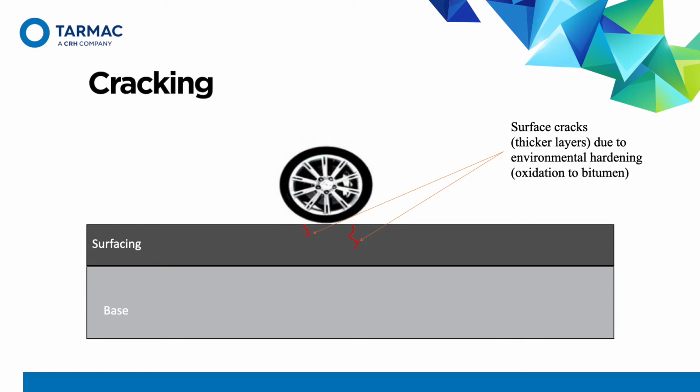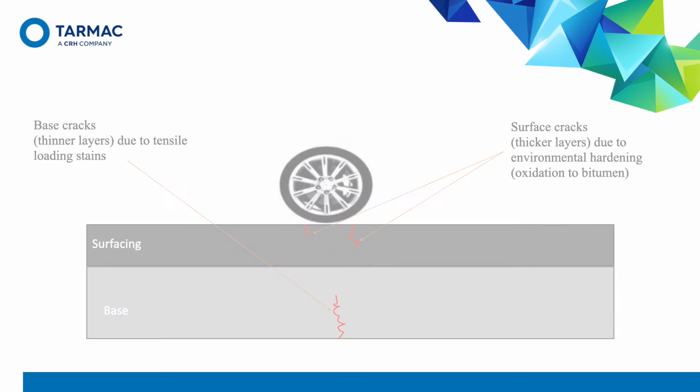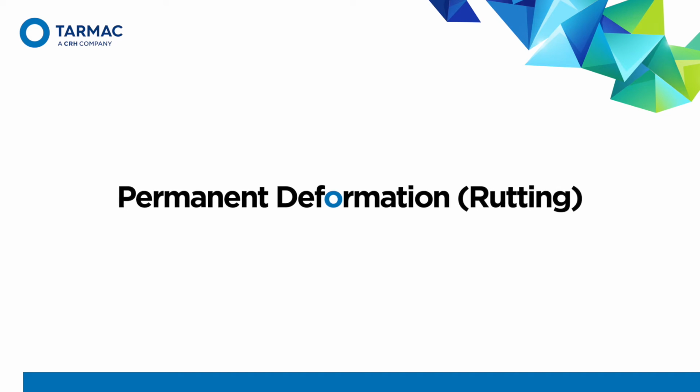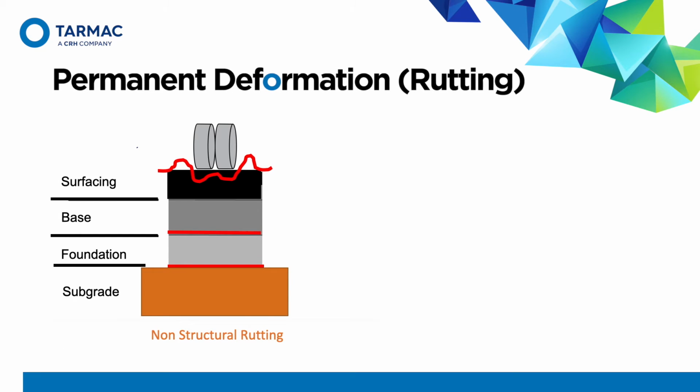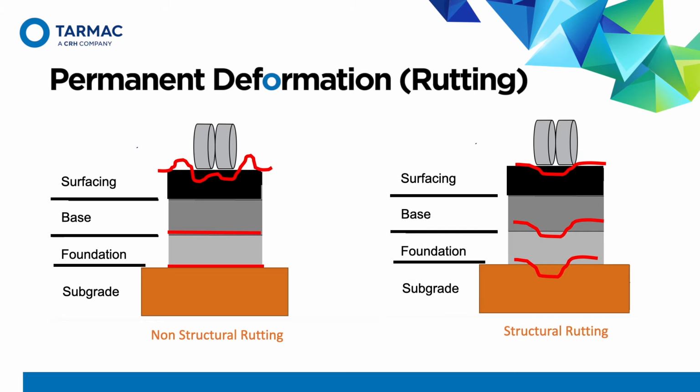The second type of cracking is bottom-up cracking, which usually occurs in thinner pavement due to tensile stresses from the vehicle's loading. The second type of deterioration mechanism in the asphalt pavement is rutting, also known as permanent deformation. It occurs due to the repeated load application from the vehicles. It can show up only within the surface layer, known as non-structural rutting, or it can extend to the lower layers, known as structural rutting.